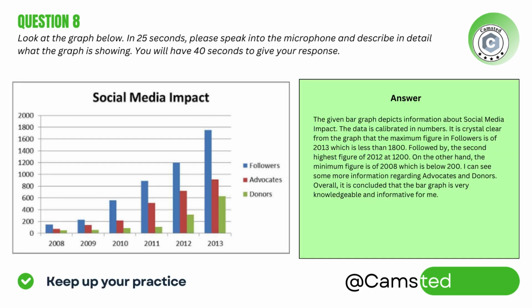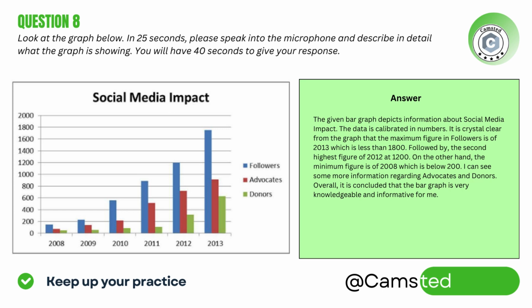The given bar graph depicts information about social media impact. The data is calibrated in numbers. It is crystal clear from the graph that the maximum figure in followers is of 2013, which is less than 1800. Followed by the second highest figure of 2012 at 1200.